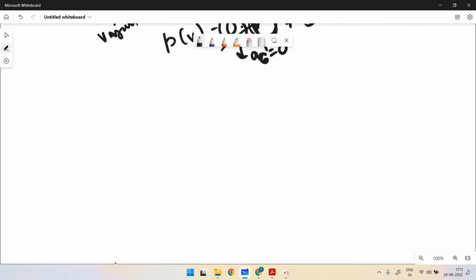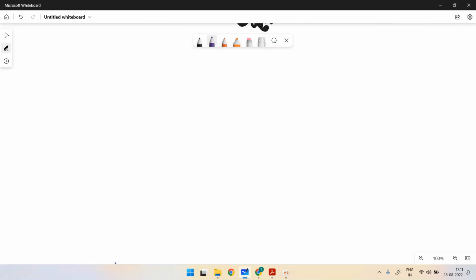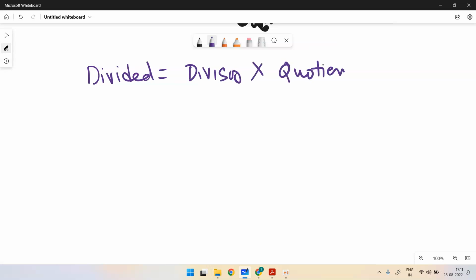So next, I'm giving you some basics. Now you must be knowing that dividend equals divisor multiplied by quotient plus remainder. In polynomials also this is true.